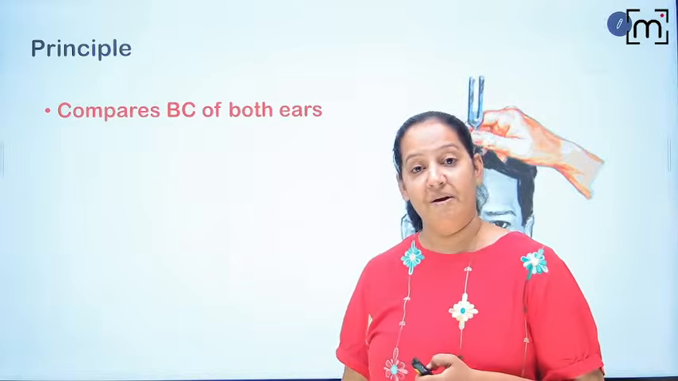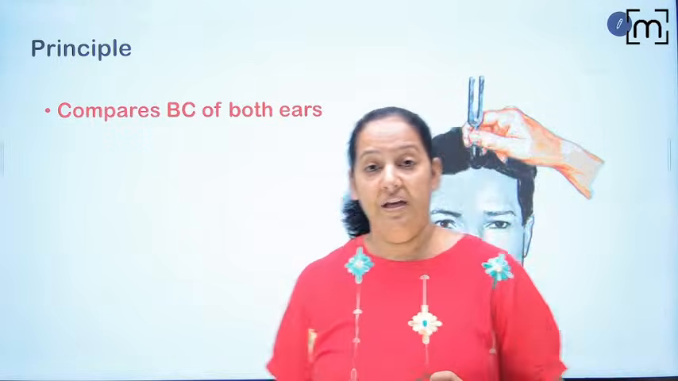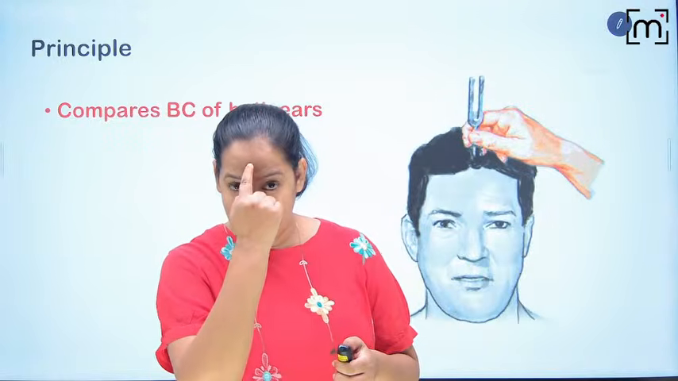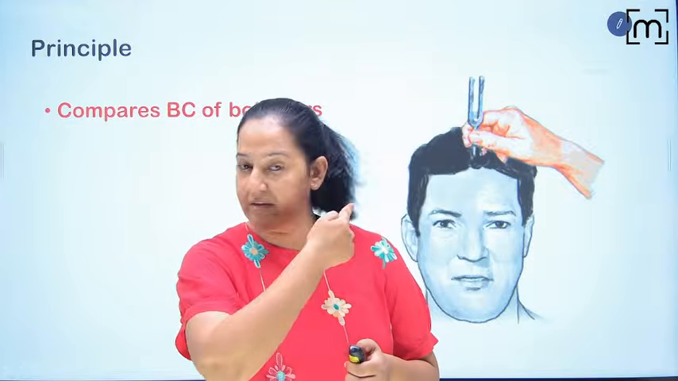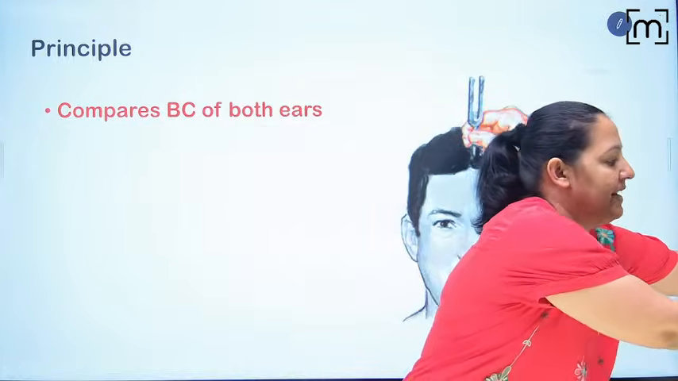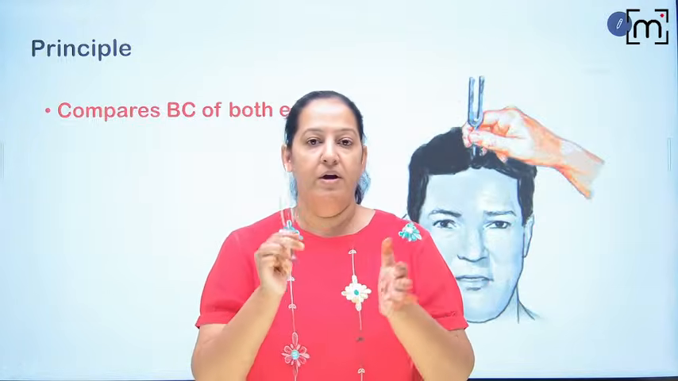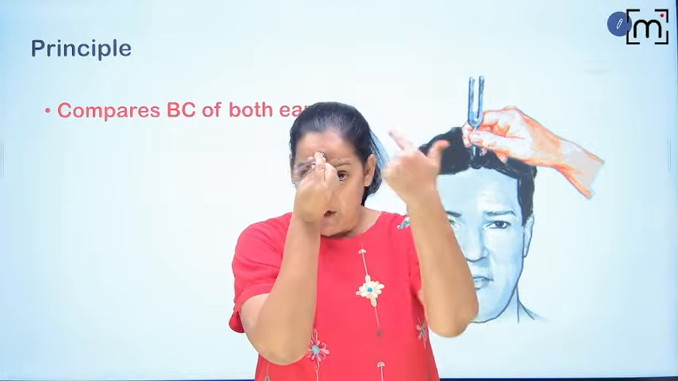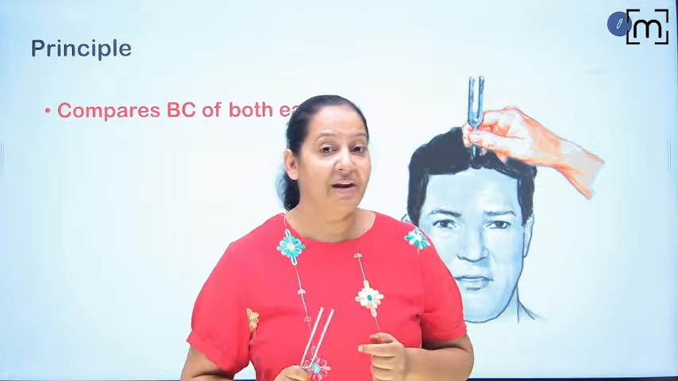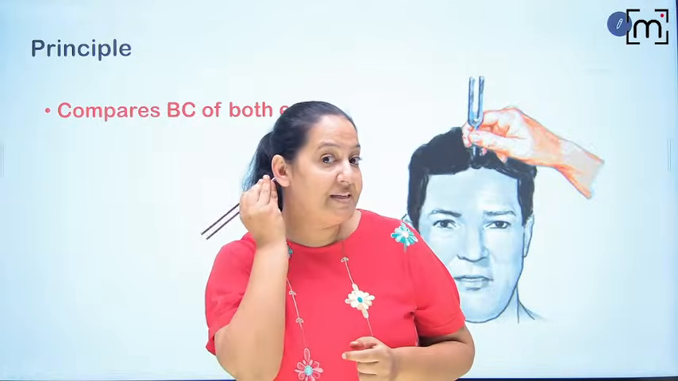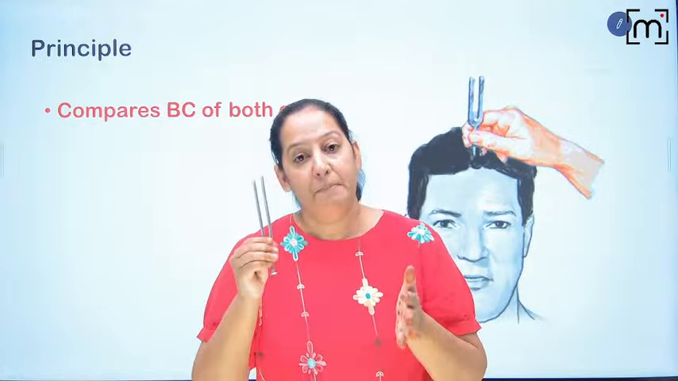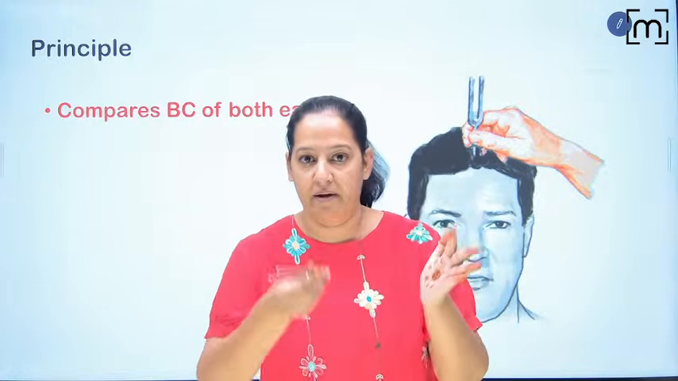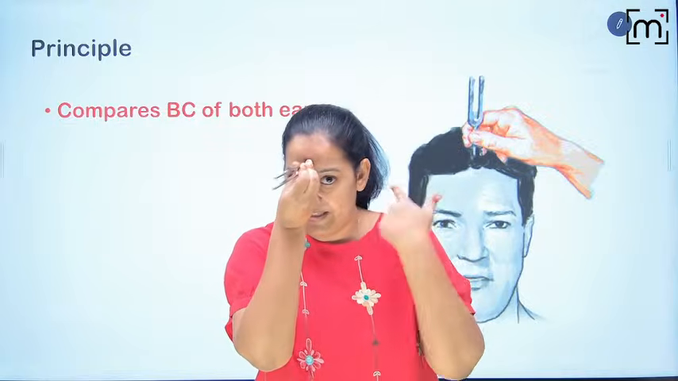The second test is the Weber test. Very interesting. Here we will keep the tuning fork at the center of the vertex and we will compare the vibration at both the ends. I will take the tuning fork, activate it and keep it at my vertex, and I will compare BC of both ears. What I was doing in Rinne, I was comparing BC and AC of the same ear. But in Weber, I am comparing the BC of both ears.